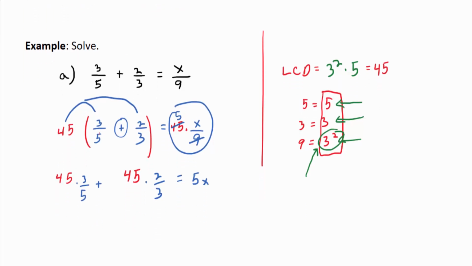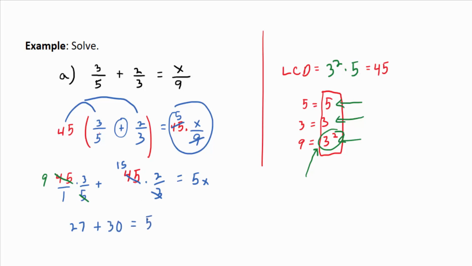Let me scroll down a little bit. You can think of it as 45 over 1 if you want. What's going to be left when the dust clears? 5 goes into 45 how many times? Well, 9. And so you get 9 times 3, which is 27. What do you get for 45 times 2/3? So that guy goes into that guy 15 times, and then 15 times 2 is 30.